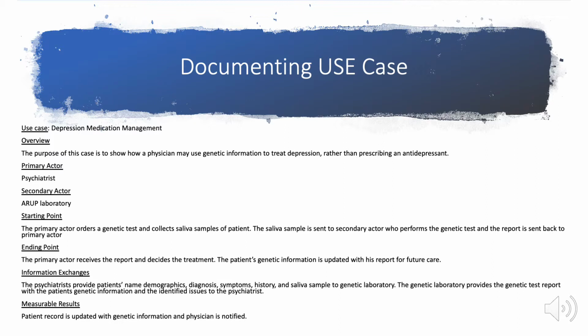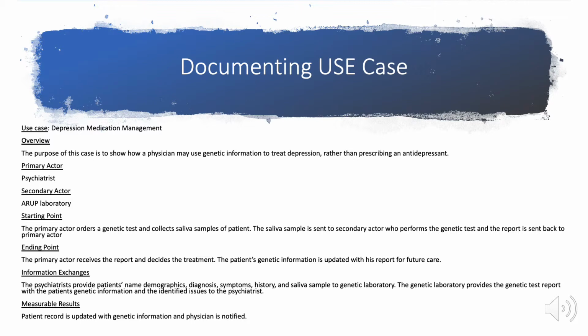Documenting the use case, we can determine that this patient was a depression medication management case. The purpose of this case is to show how a physician may use genetic information to treat depression, rather than prescribing antidepressants automatically. The primary actor, meaning the main doctor involved, is the psychiatrist, and the secondary actor is the ARUP lab.